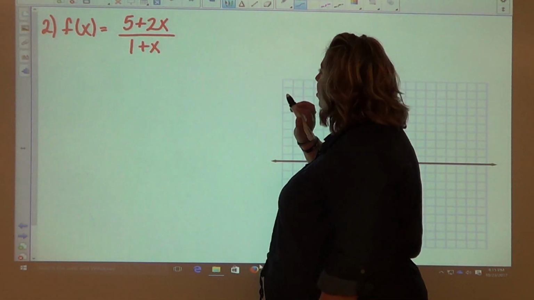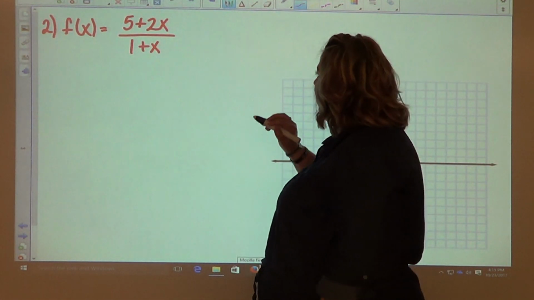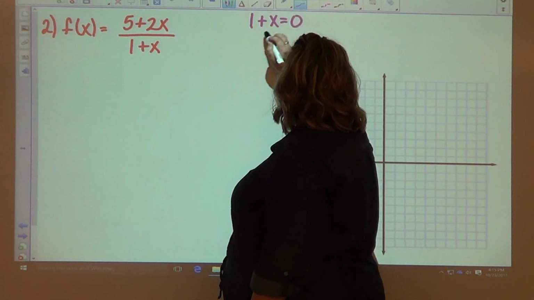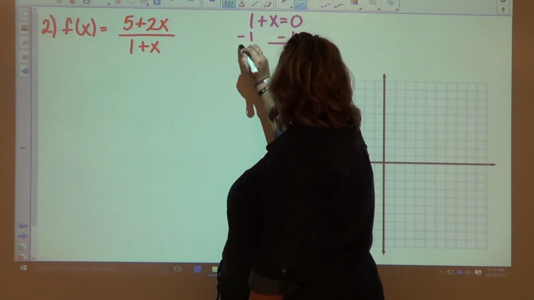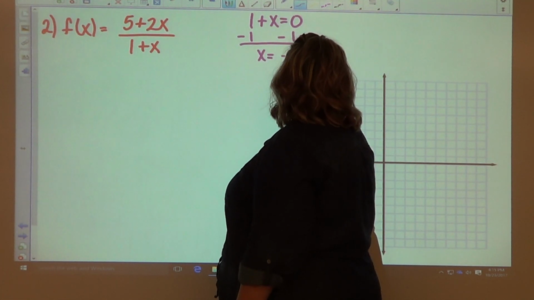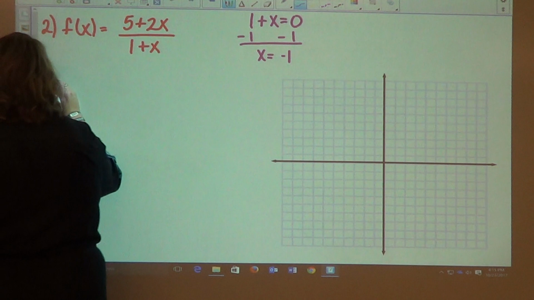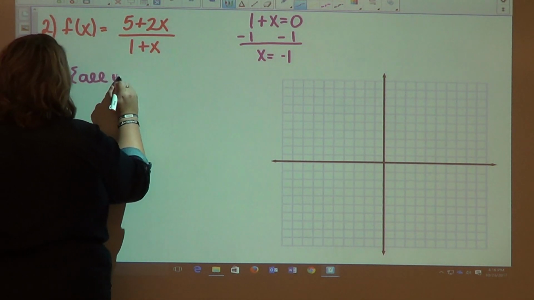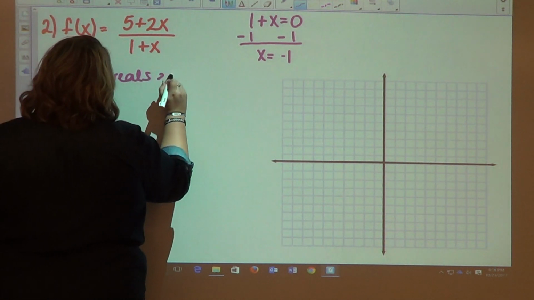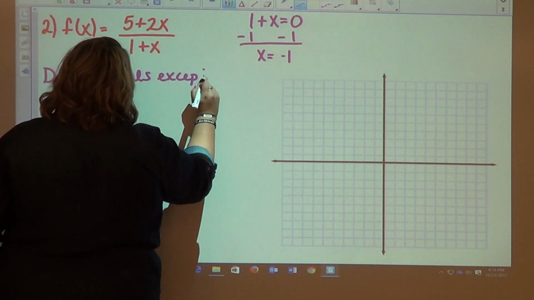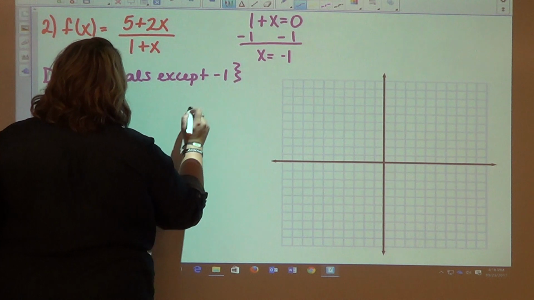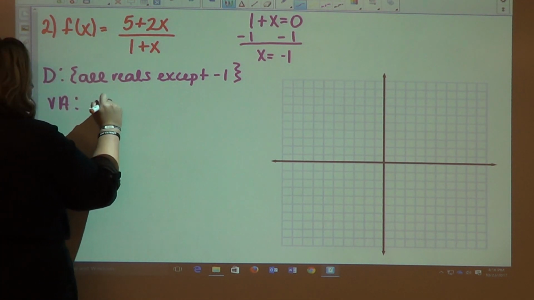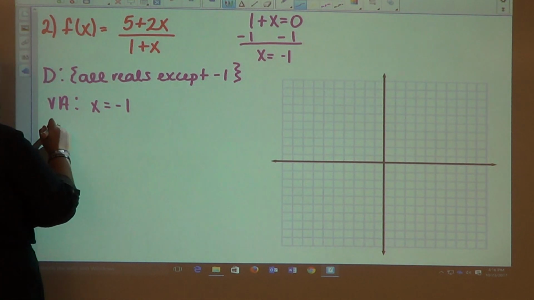Okay, so the first thing I'm going to do is find my domain. If I set the denominator equal to 0 and solve, I would subtract 1, so x equals -1. So my domain would be all reals except -1, which means my vertical asymptote is x equals -1.